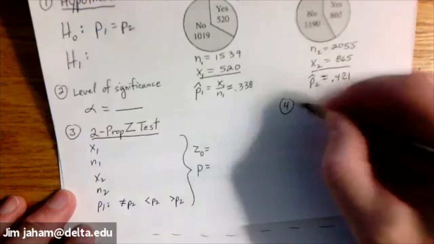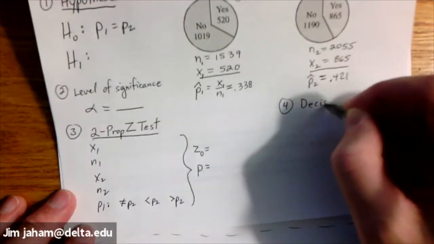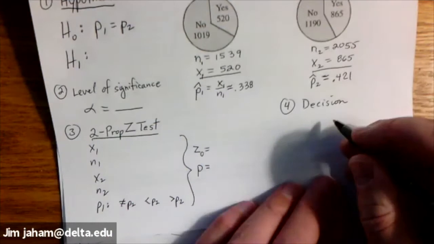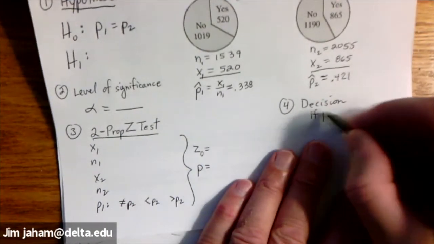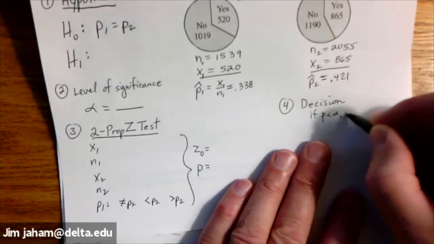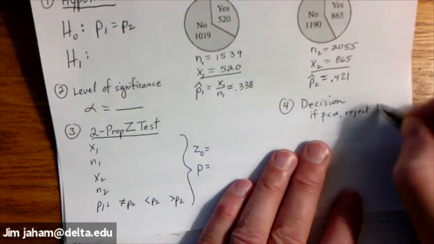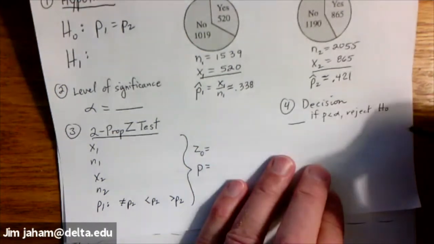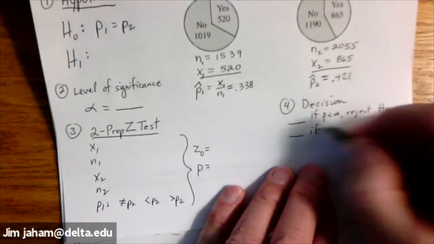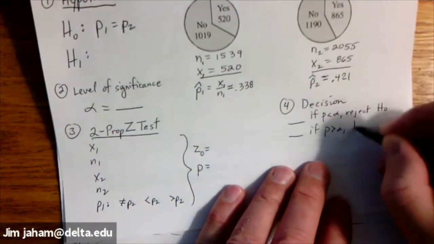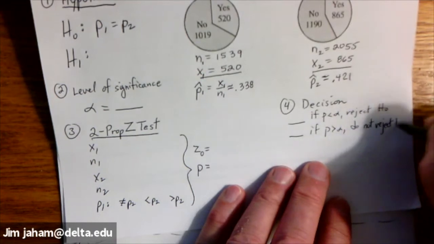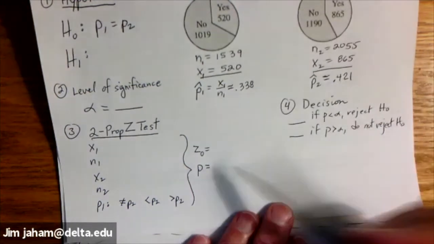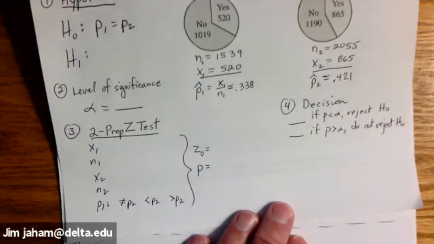And number 4 is to make the decision. Remember that if p is less than alpha, we reject the null hypothesis. So is it that one? Or if p is greater than alpha, do not reject. Is it this one? Well, you'll find that as soon as you calculate your p here.